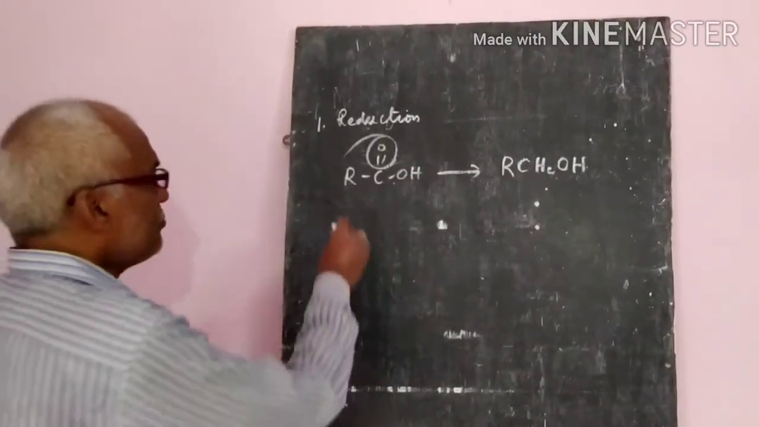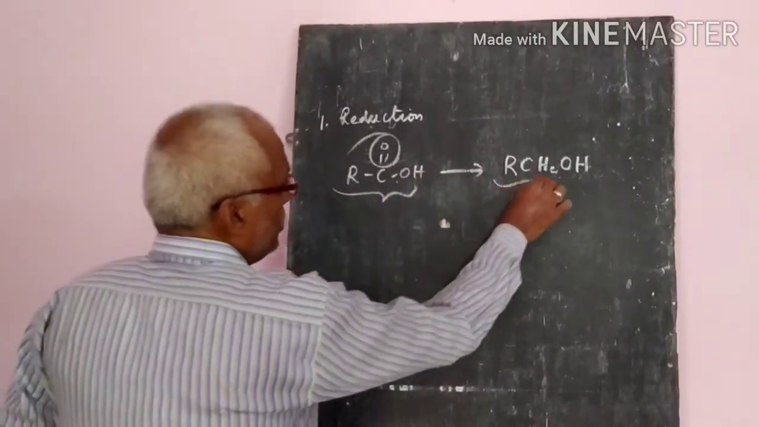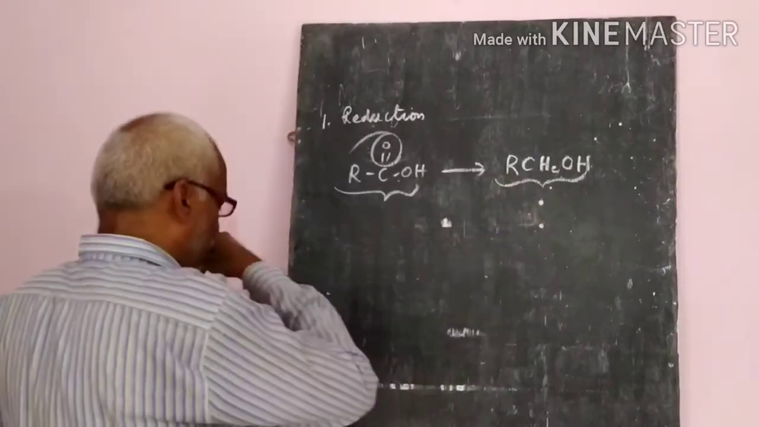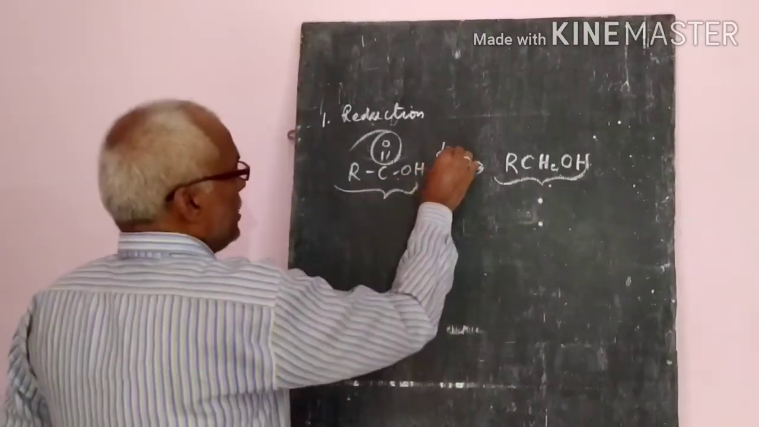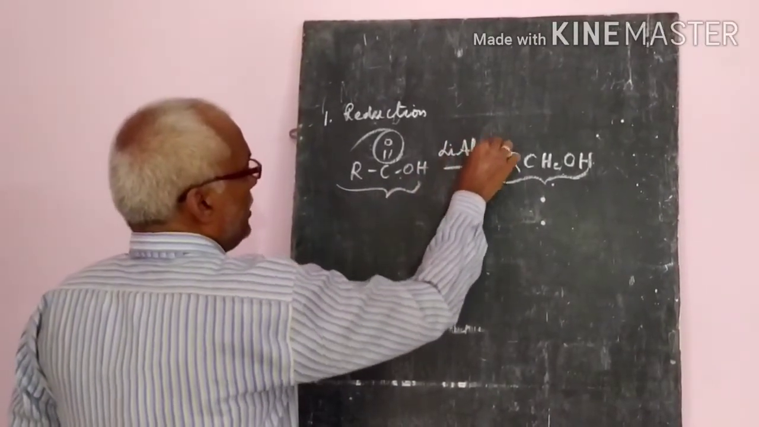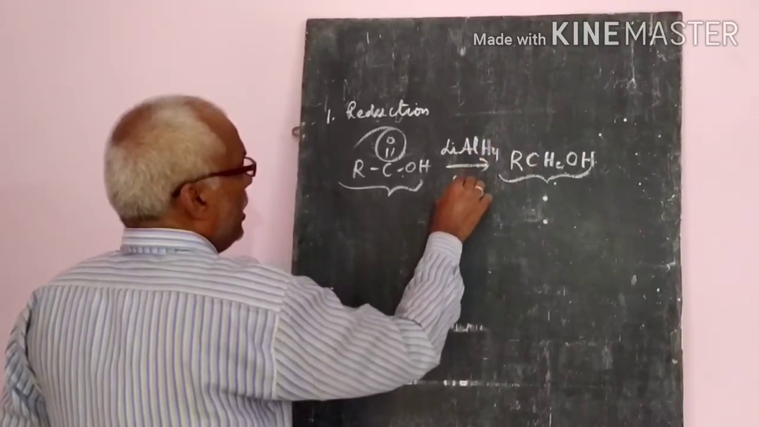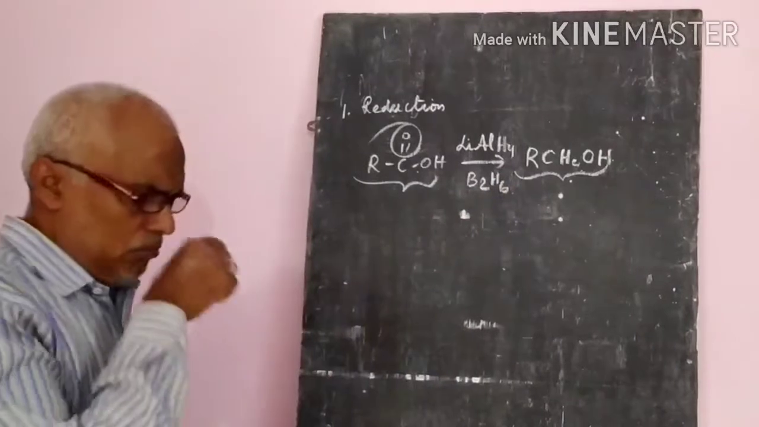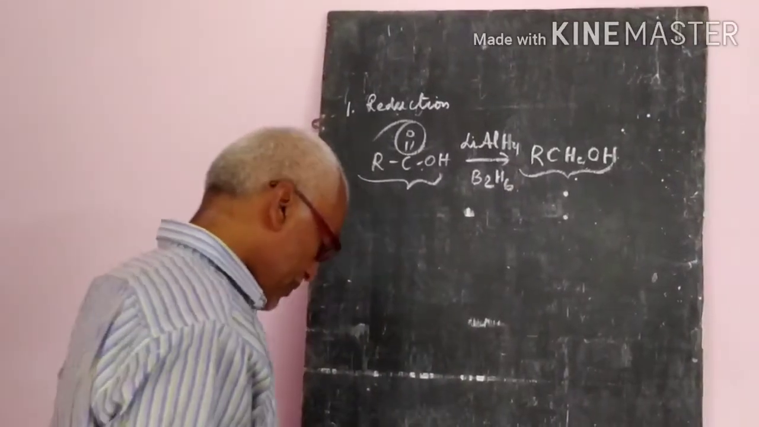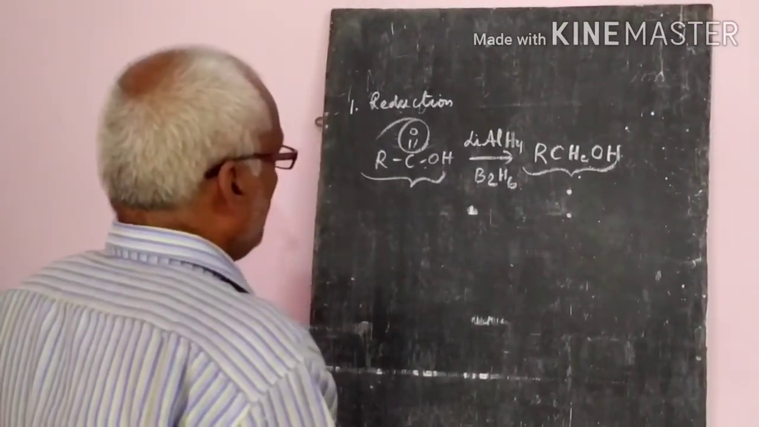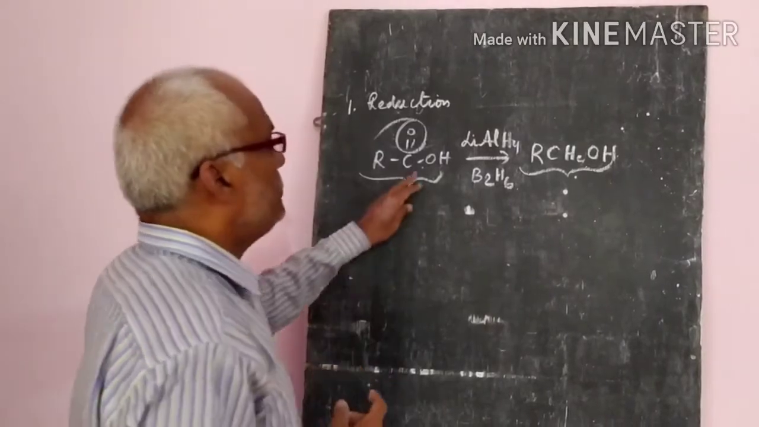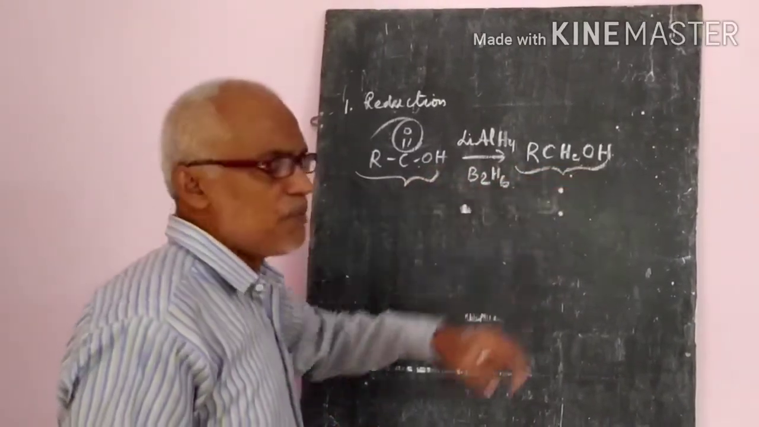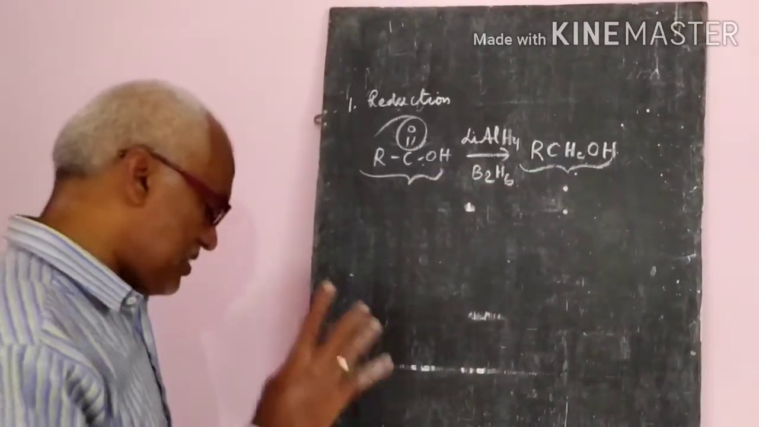That means acids are reduced to primary alcohols in the presence of strong reducing agents, lithium aluminum hydride or borohydride or diborane, like this. So this is the important point: the carboxylic group is reduced to the corresponding alcohol. That is the first reaction.